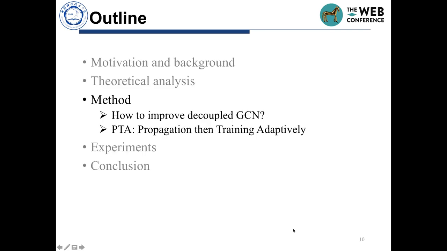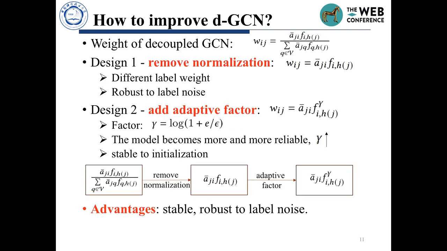Next, I will introduce our proposed method. To overcome the weaknesses of decoupled GCN, we propose two designs about weight. First, remove normalization for allowing different weights in the training set. This design improves the robustness to label noise. Second, add adaptive factor gamma to dynamic weight.